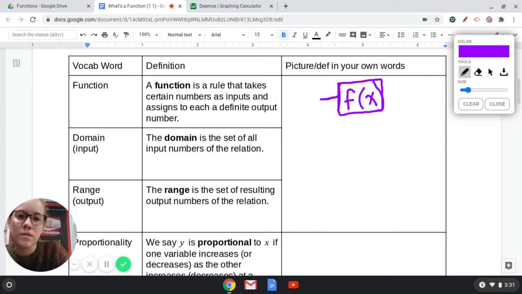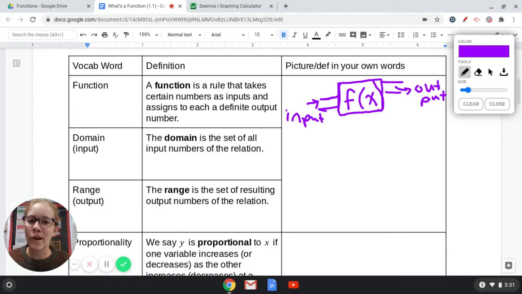And you get certain inputs. Each input lets out an output, and each input only lets out one output. But maybe you have two different inputs that lead to the same output. That's okay, as long as each input only lets out one output.